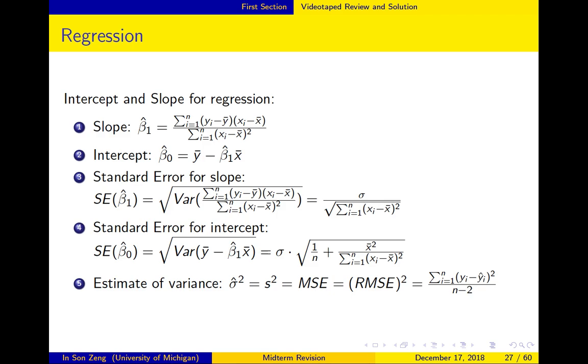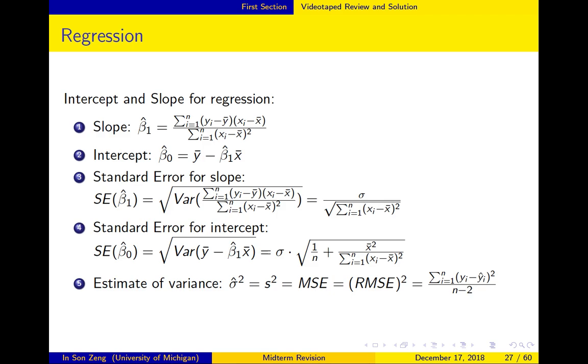And for the standard error for the intercept, we have SE of beta 0 hat equals sigma times the square root of 1 over n plus x bar squared over the corrected SS, which is the sum of i equals 1 to n, xi minus x bar squared.